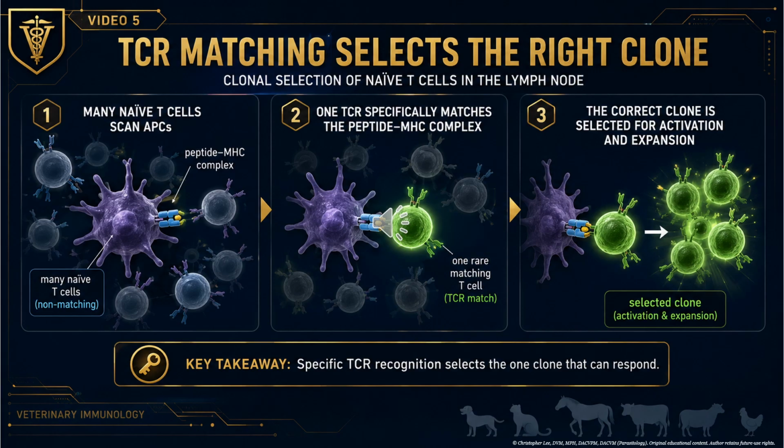That is important because T cells are powerful. Activating the wrong cell or activating a cell under the wrong conditions can cause harm to the body. So the immune system uses additional signals to decide whether the selected T cell should truly activate and expand. That brings us to co-stimulation.